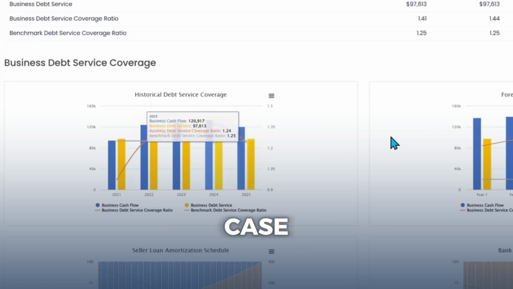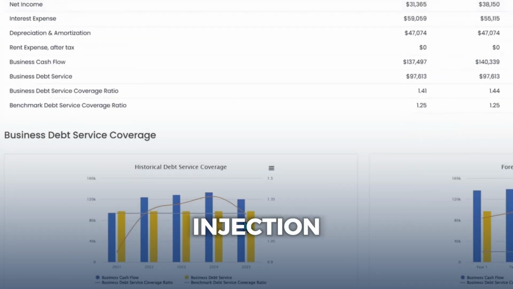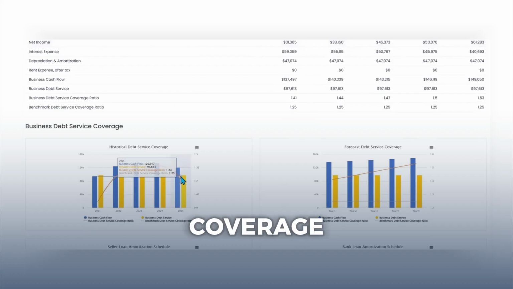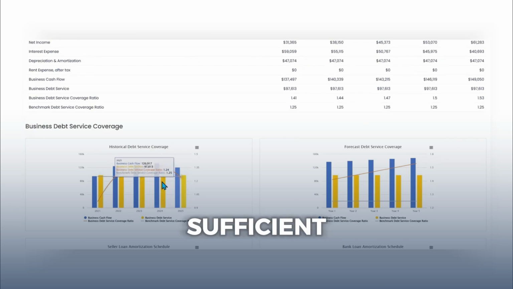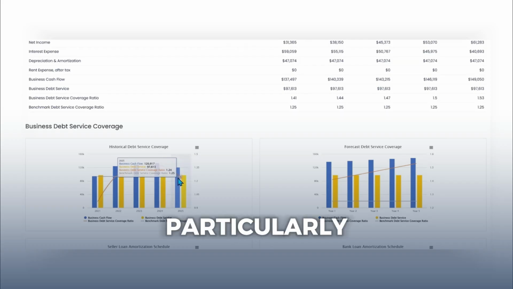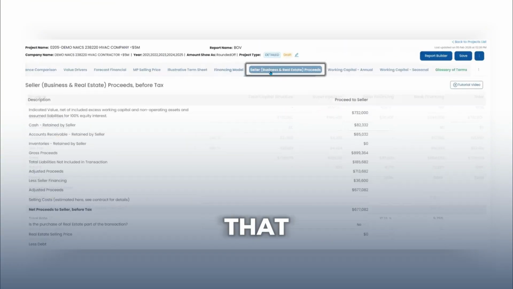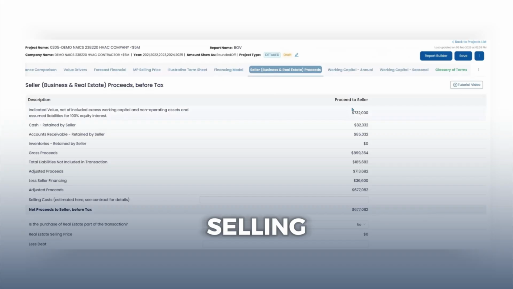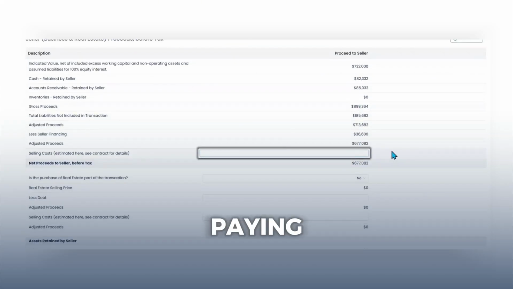In this case, I decreased the price, increased buyer injection, so that I have a debt service coverage ratio in the most recent year that is sufficient. And I'll really make the story that we've got, in fact, 4 years of debt service coverage ratio that's sufficient. But I'll work particularly to be able to explain and understand what happened in 2025. So with that, here's my seller proceeds. We're selling it for $732. They're keeping some things, giving up some things, paying the broker.